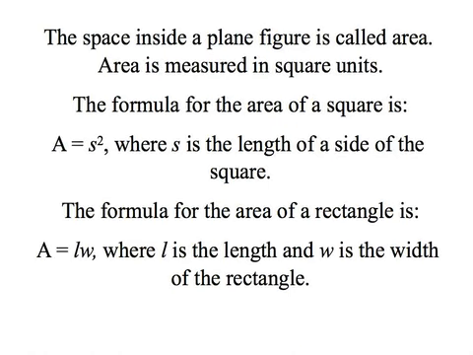The space inside a plane figure is called area. Area is measured in square units. The formula for the area of a square is that the area is equal to s squared, where s is the length of the side of the square. The formula for the area of a rectangle is area is equal to L times W, where L is the length and W is the width of the rectangle.